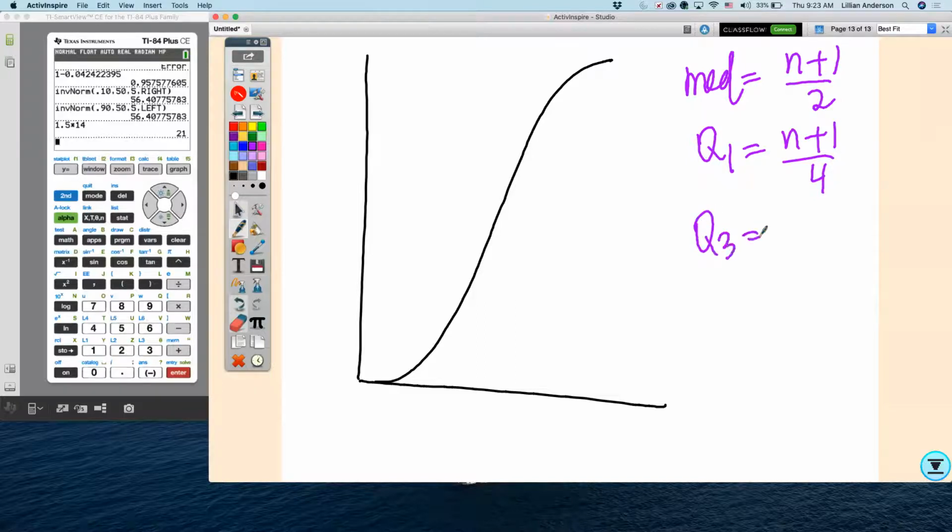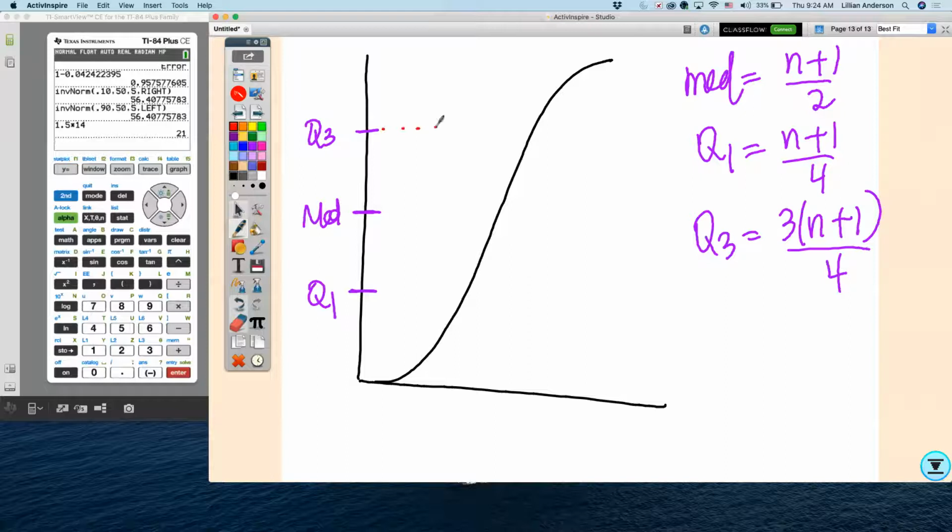Q3, 3 times n plus 1 divided by 4. These do not tell you what the median is or what Q1 or Q3 are. They tell you where to go on your cumulative frequency axis to find your Q3 and Q1. You would draw over your horizontal lines, drop down a vertical line, and then that X value is your Q3.